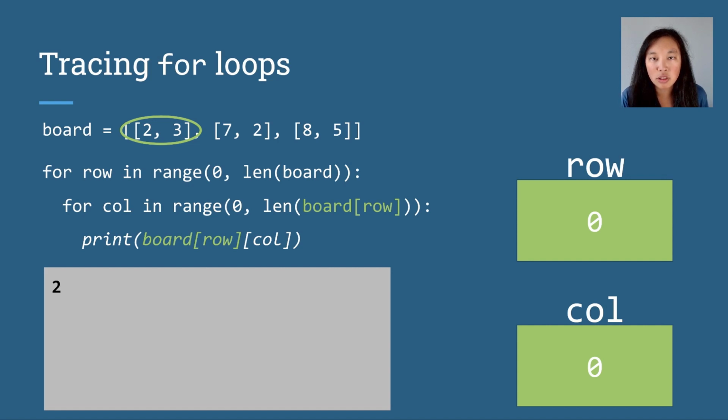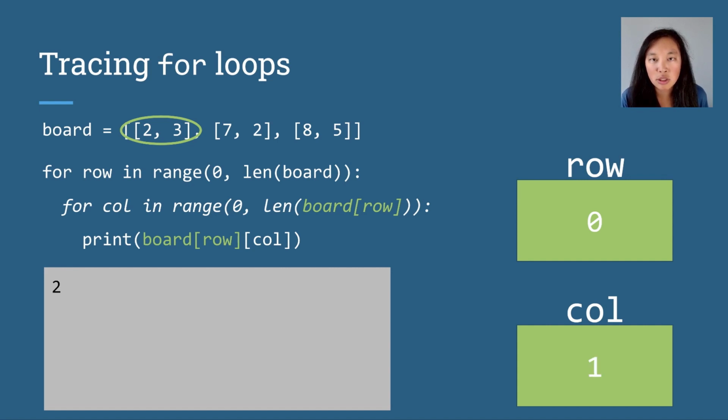All right, then we're going to go back to our for loop. We're going to do the inner for loop because it's not done yet. So what is the next item in our range? Well, we just did 0, and we said the length of board row is going to be 2 since there are 2 items in this list. So our range is going to go from 0 to 2. So the next value of col is going to be 1.